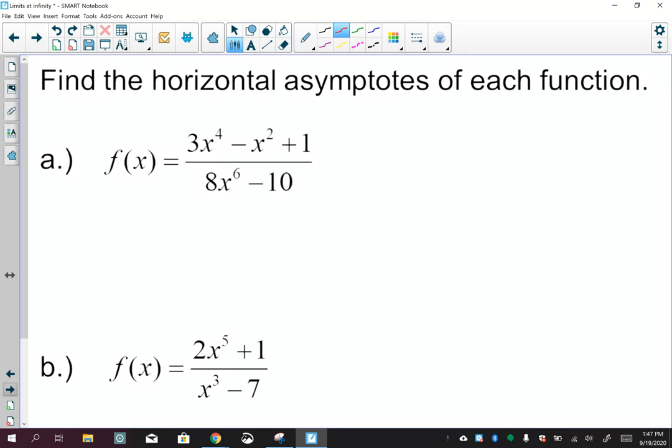So take a second and look at these two here, and let's see if you can figure out, do I have any horizontal asymptotes here? And if I do, what it is. If you don't have a horizontal asymptote, then tell me that you are going off into positive infinity or negative infinity. Okay, so pause the video, see if you can figure out what your horizontal asymptotes are, if any, and then when you start back up, we'll go over the problems with you.